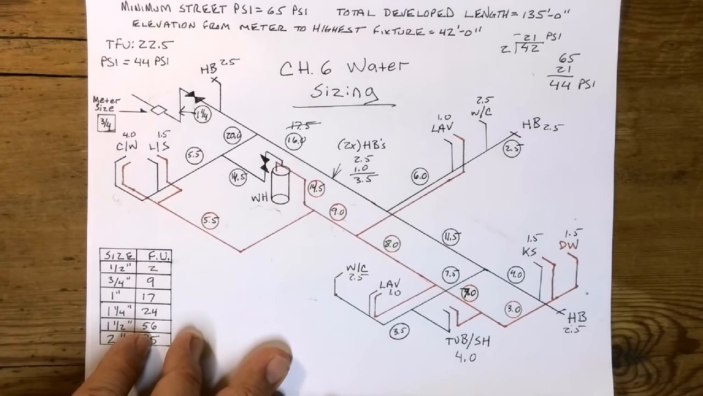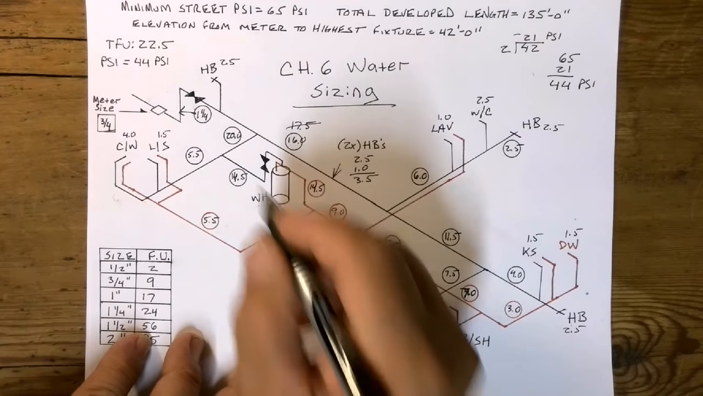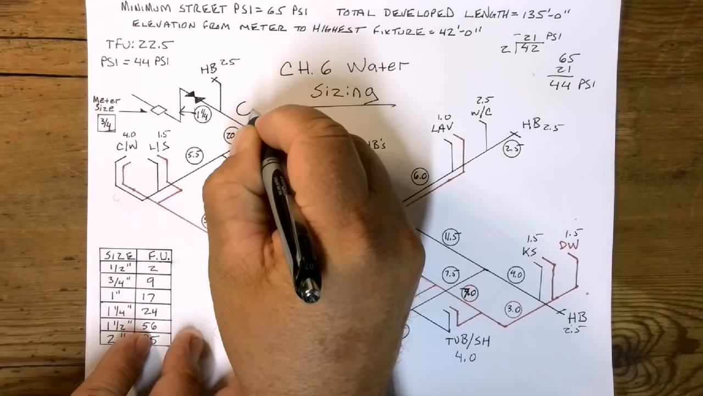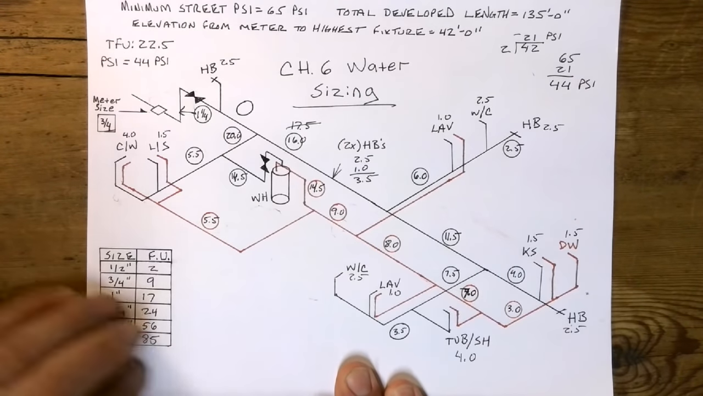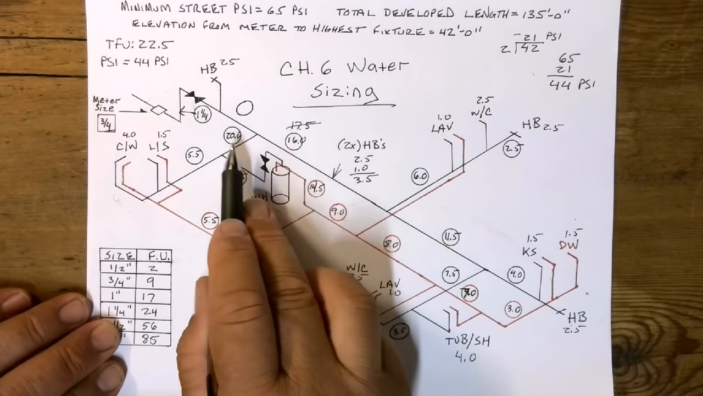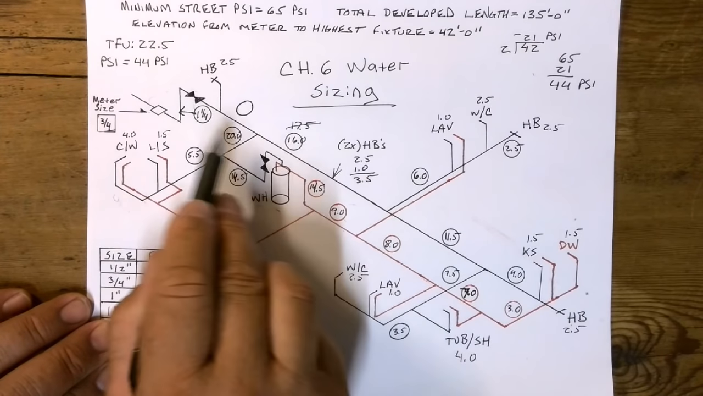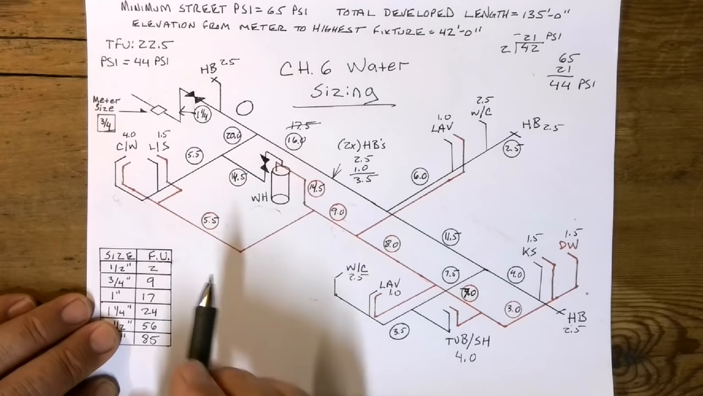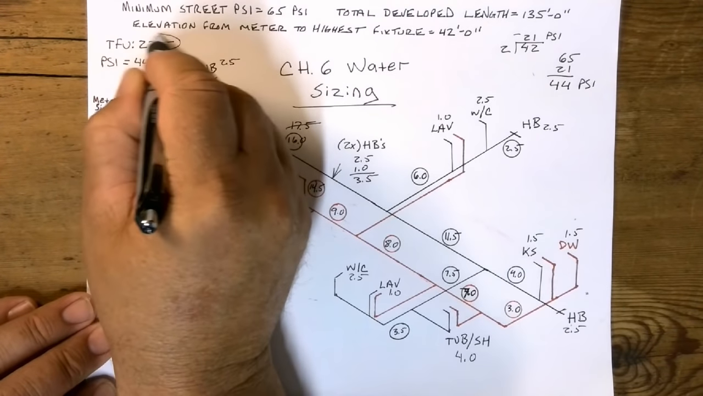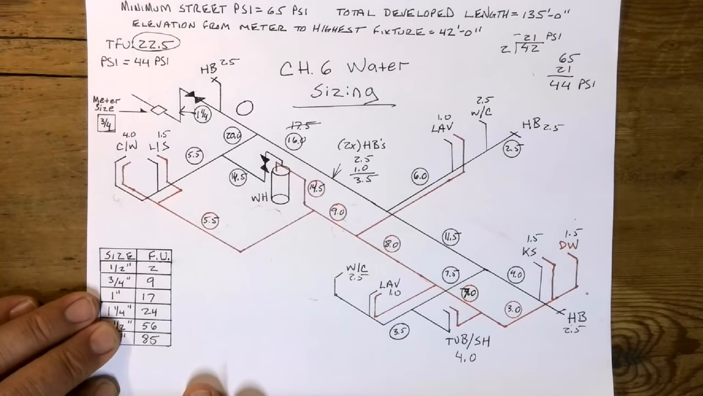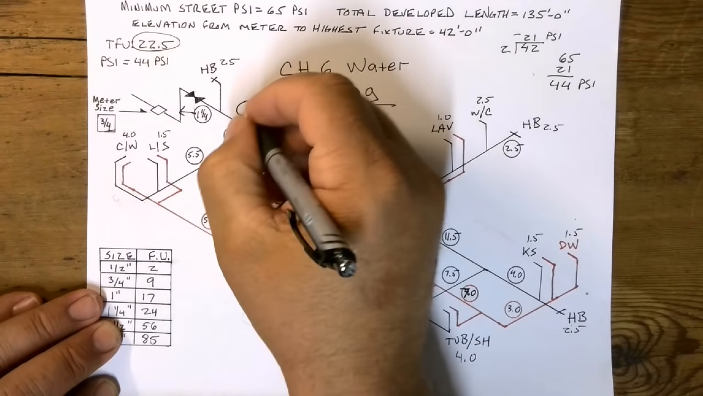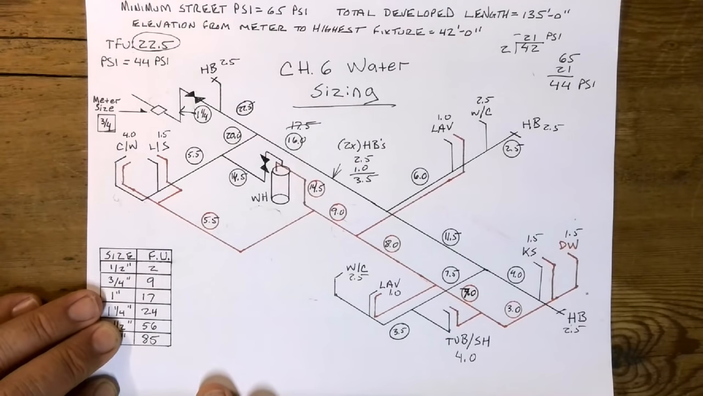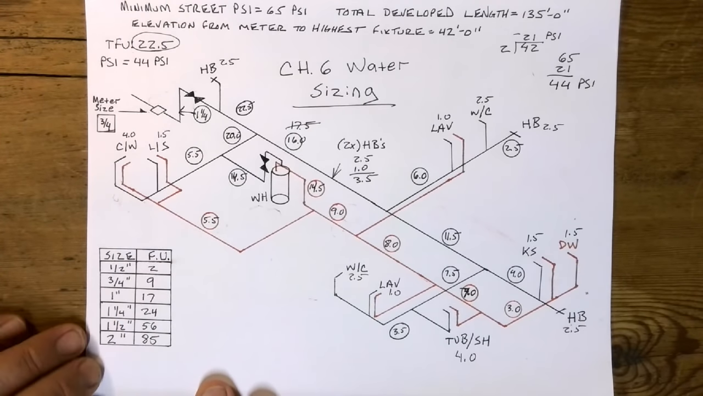Okay? Now, I didn't put one here either. Let's do it right now. Let's go ahead and throw one right here. I have 16 here and 20 here. So what is this one going to be? It's not 36 because remember, my total fixture unit's 22.5. So right here, 22.5. That's what the size is.